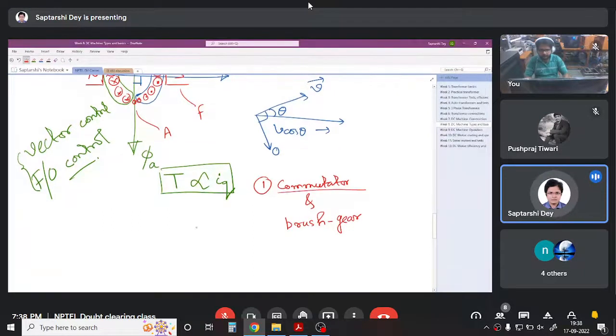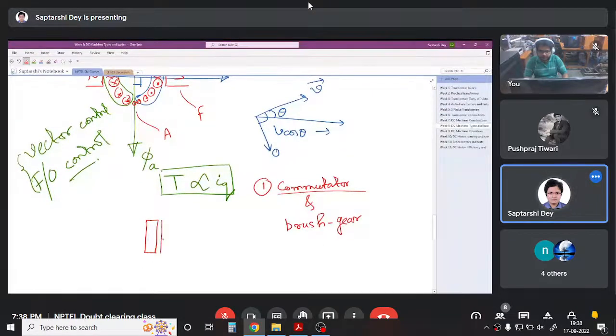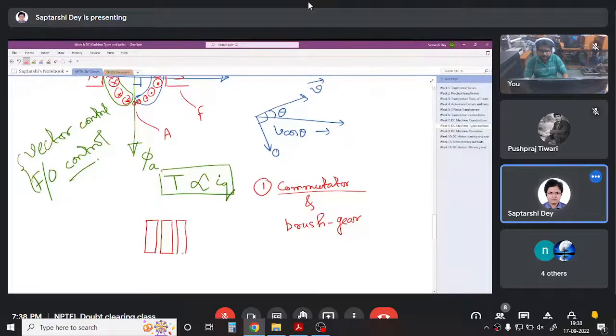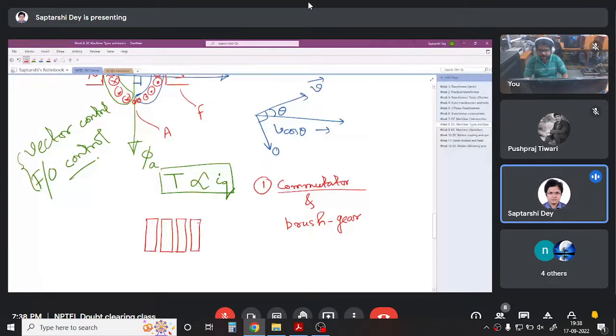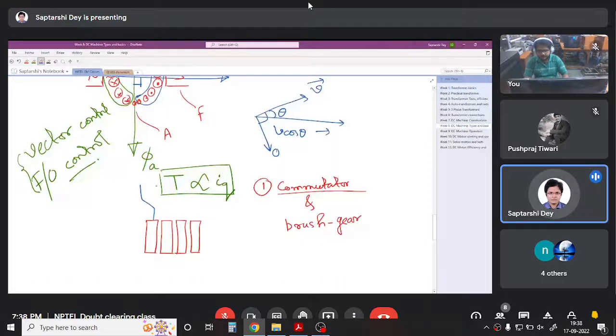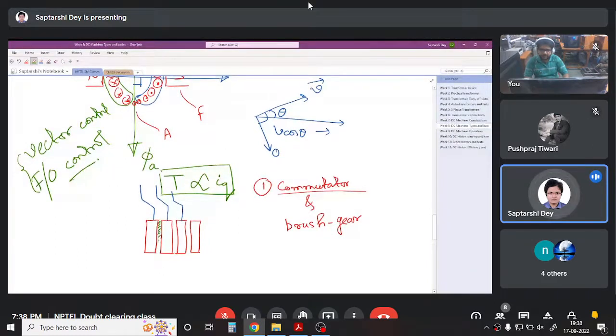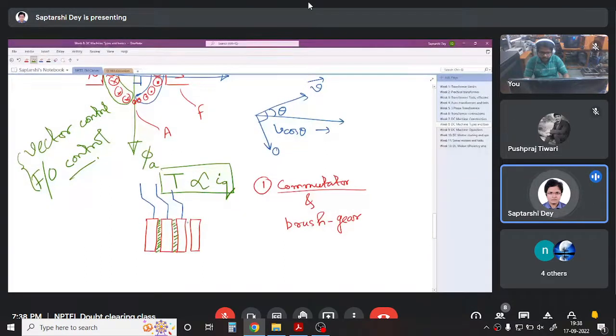So what do you have in a commutator? In a commutator, you have copper pieces like this. This is one copper piece, this is another copper piece, and they are connected to several separate winding ends. Maybe this goes to one winding, this goes to another winding, this goes to another winding. So they must be electrically isolated from each other, so we have some kind of mica insulation in between them.